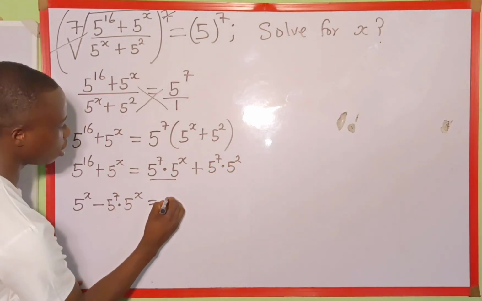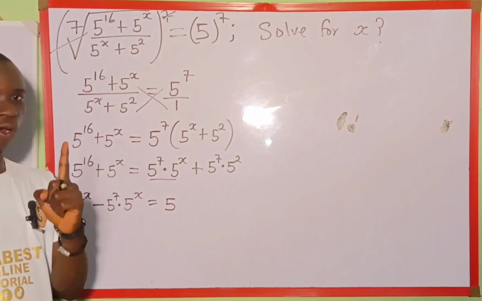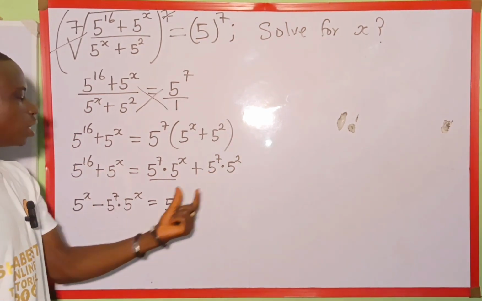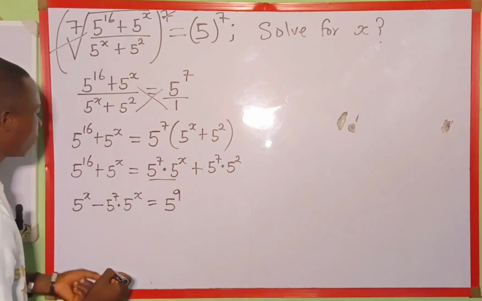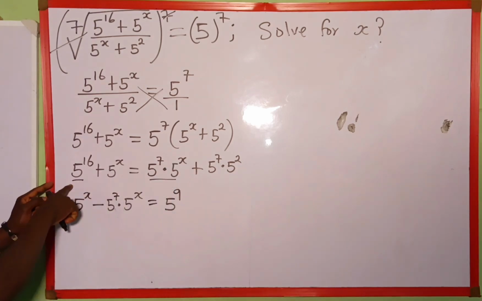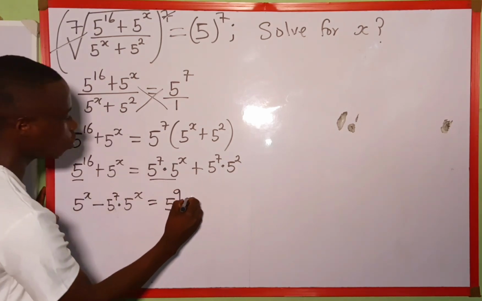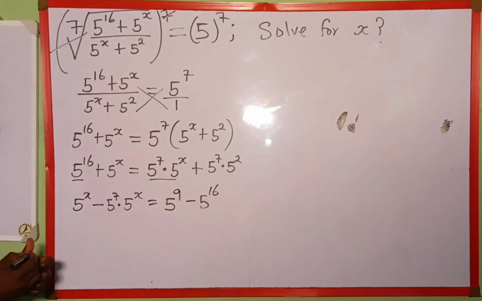So the bases are the same. So we just write one of the bases, then we add the power, if you recall your multiplication property of indices. So the power is 7 plus 2, which is going to give us 9. Then we take this 16 to the right hand side, and it's positive here. When it crosses, it's going to be what? Negative 5 to the power of 16.